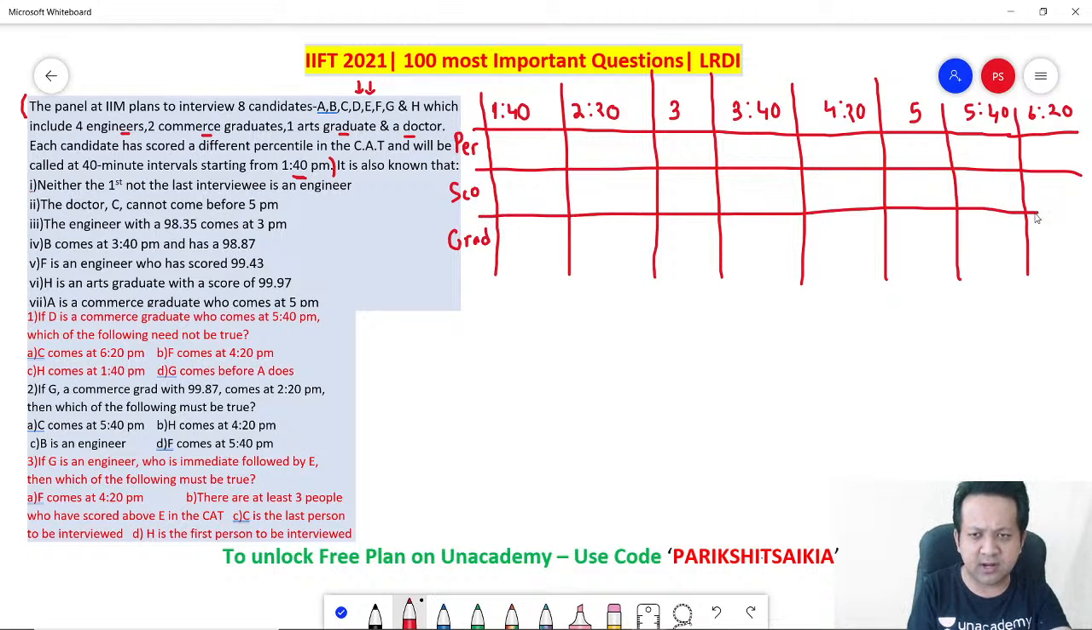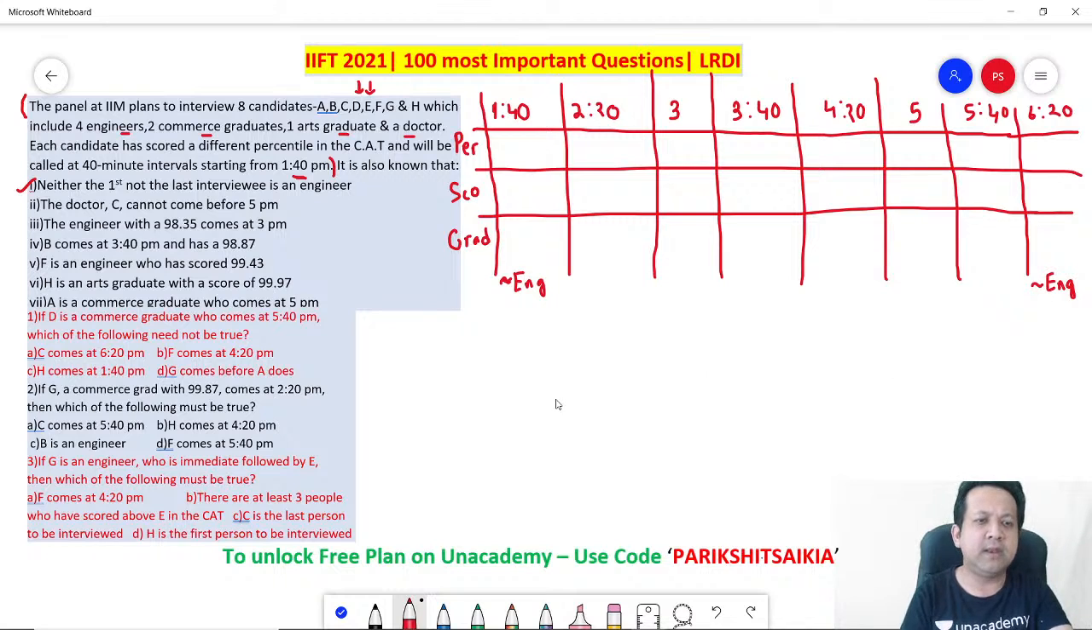Now let's go to the conditions. It is known neither the first nor the last interviewee is an engineer. So whenever you read something, please note it down. So can I say the first person is not an engineer? Okay, I put a not sign. And similarly, the last person is not an engineer.